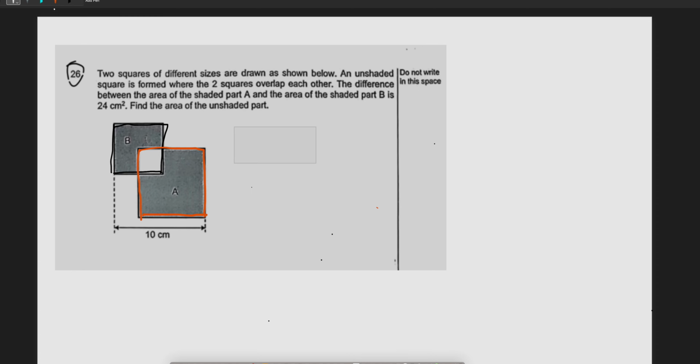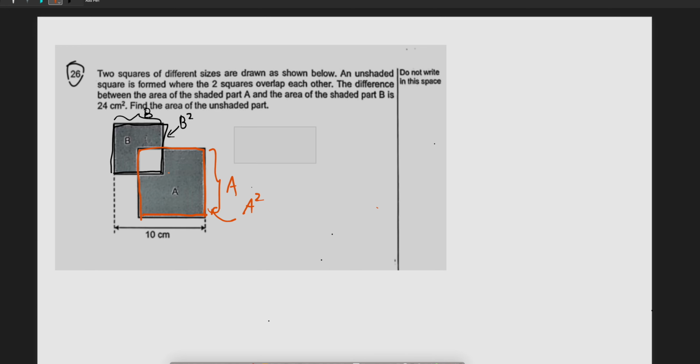So if you call this your length A, and if you call this your length B, then B square will give you the area of the entire small square here, and similarly A square will give you the area of this entire bigger square here.